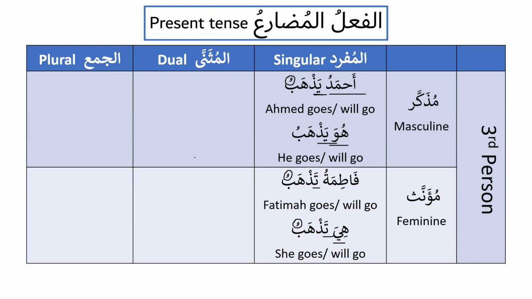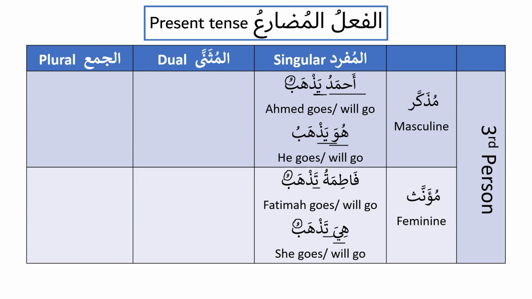Inshallah, we will complete our table here with the muthanna, that is dual, and al-jama', that is the plural, in the coming lessons. Here we have started our present tense with the verb, as you can see, with the third person. So yadhabu is the standard verb. However, in the lesson we will come across other verbs.